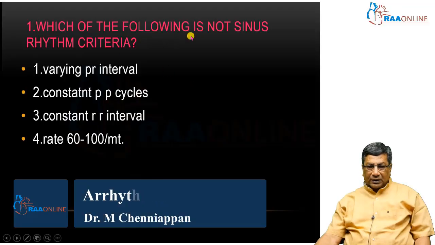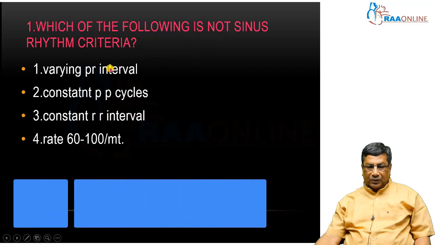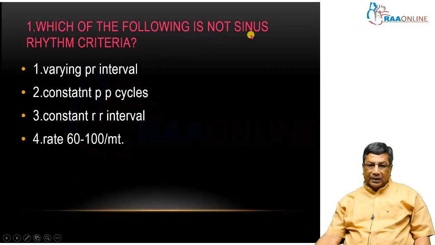Which of the following is not a sinus rhythm criterion? Because an arrhythmia is a rhythm other than normal sinus rhythm. Varying PR interval, constant PP cycle, constant RR interval, constant rate. The PR interval is also constant in sinus rhythm, so a varying PR interval may not constitute sinus rhythm.